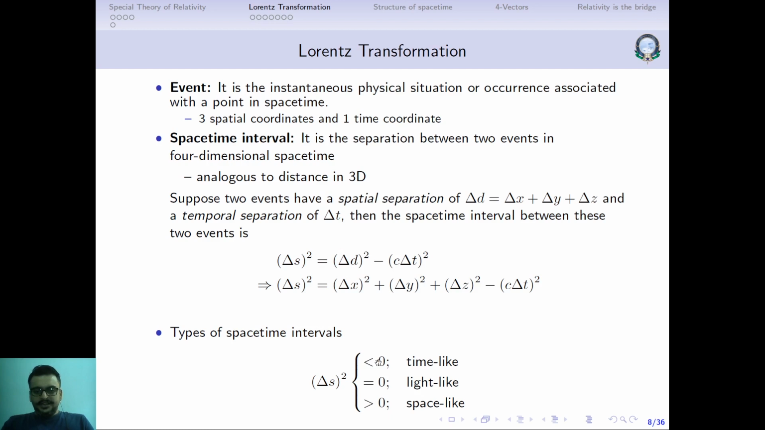If this quantity is negative, that is, delta S square less than 0, then we call this space-time interval time-like. If it is equal to 0, that is, this quantity is equal to this quantity, then we call it a light-like space-time interval. And if it is positive, that is, if delta D square is greater than C delta T square, then we call it space-like.